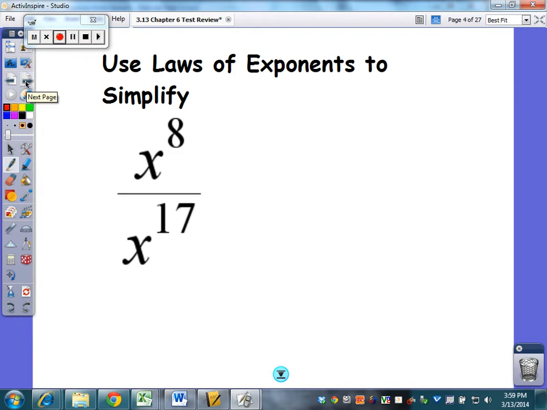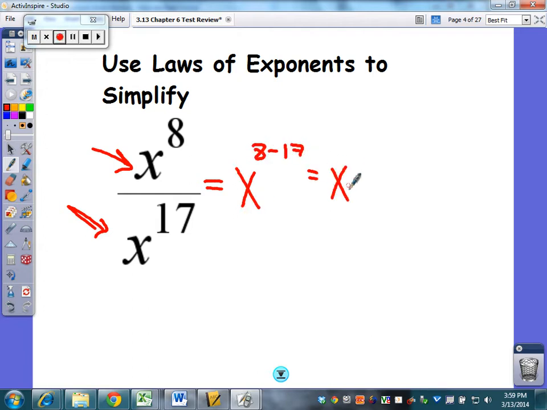Okay, same property applies with the division. We have the same bases here, so we're going to subtract the exponents. So we have x to the 8 minus 17, which is equal to x to the negative 9, which is equal to 1 over x to the positive 9th power.